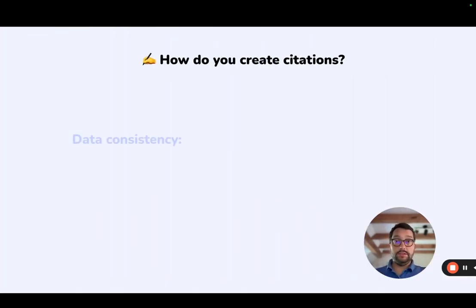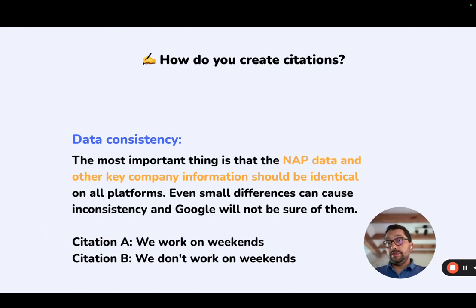So how do you create citations? First of all, make sure that the data consistency is right. Make sure that the NAP data and other key company information are identical on all platforms, right? That's something I mentioned already, because even small differences can cause inconsistency, and Google will not be sure which one is correct. Just a very simple example: in one directory, you say that your company works on the weekends, and then in the other that you don't. So make sure every citation has the same and valid information.